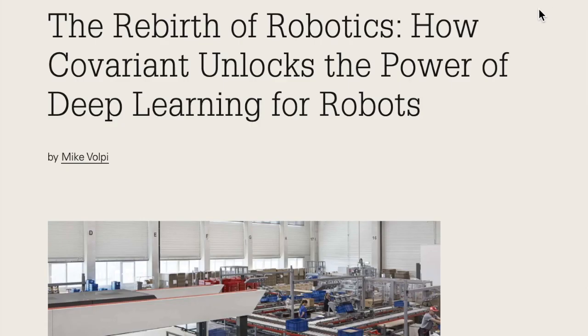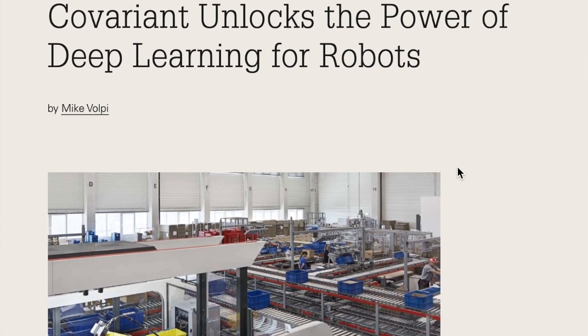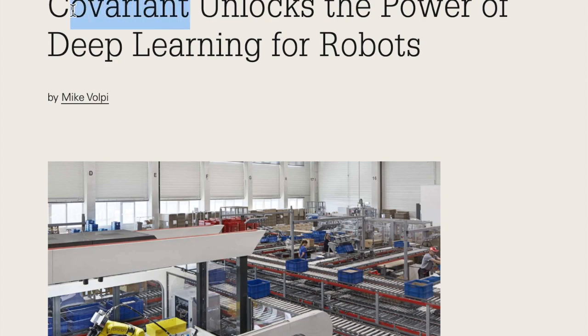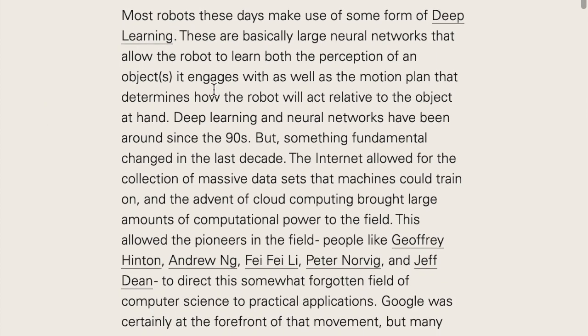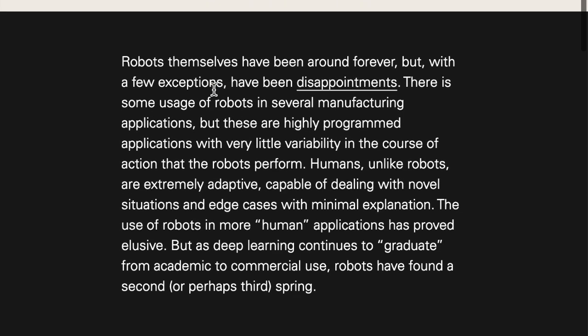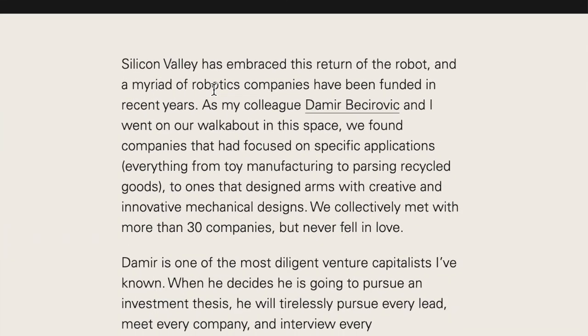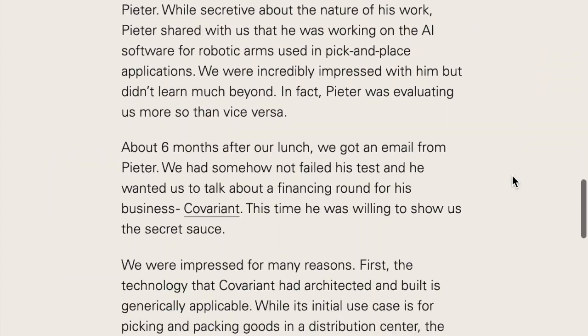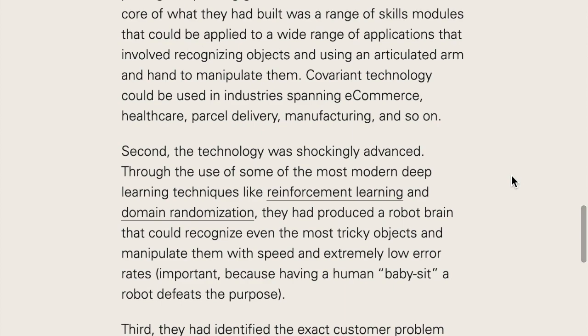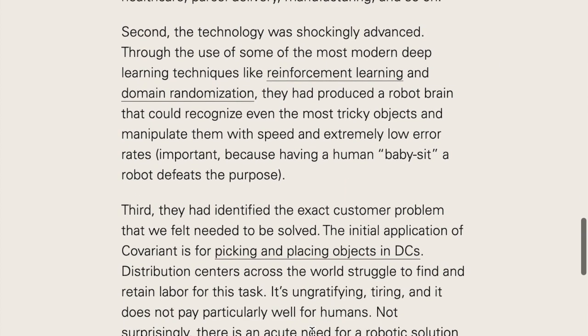authors of the paper. One of the most exciting companies in robotics and deep learning is Covariant, led by Peter Abbeel. Covariant recently raised a $40 million Series B investment. This article offers a perspective about Covariant and its potential applications through the lens of an investor in the company. The author describes the appeal of robots that can perform a wide range of applications, the shockingly advanced technology, the use of domain randomization for sim-to-real transfer, and the application of picking and placing objects in distribution centers across the world that struggle to find and retain labor for this task.